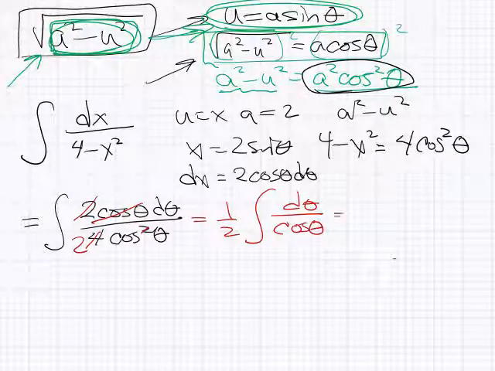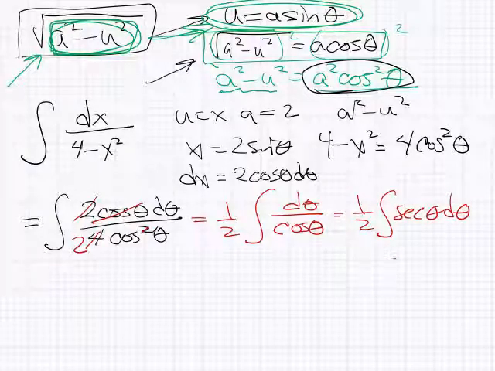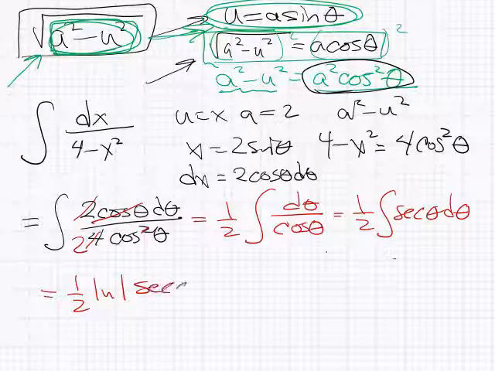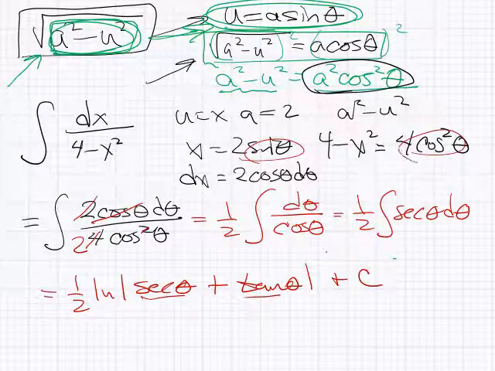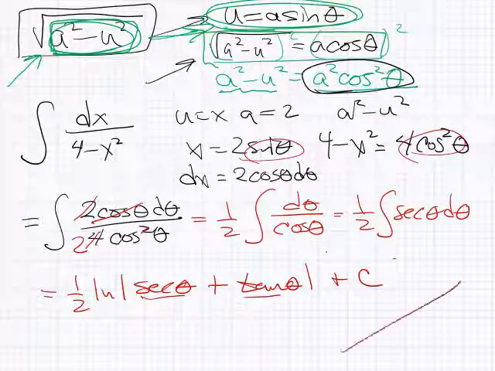which would then give me 1/2 times the integral of secant theta d theta, and I would then get 1/2 times the log of secant theta plus tan theta plus c. Switch back to x's and you're done. Well, I have secant and tan. My substitution was all sine and cosine. So in order to go back, I'm going to use my triangle.